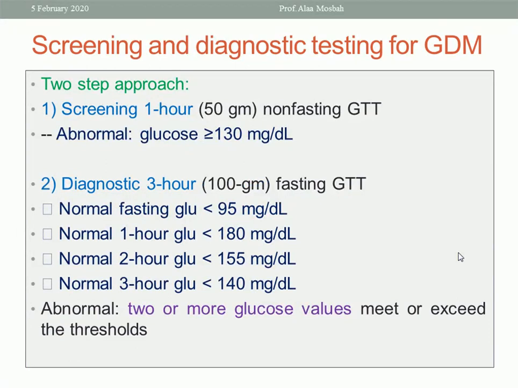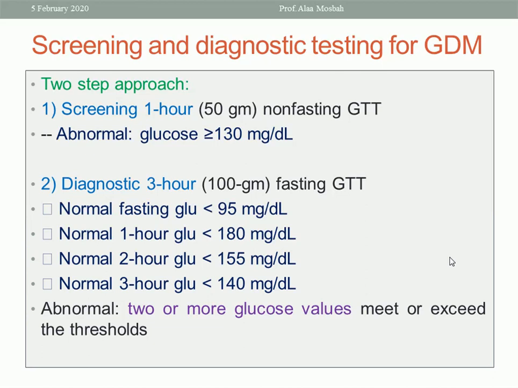Screening and diagnostic testing for gestational diabetes mellitus, two-step approach. First, screening at 1 hour: give the patient 50 gram glucose and measure the plasma glucose level. If more than or equal to 130 milligram per deciliter, it is abnormal.